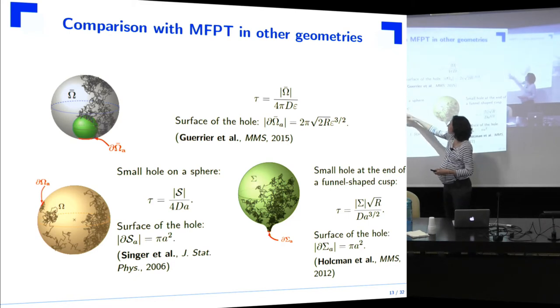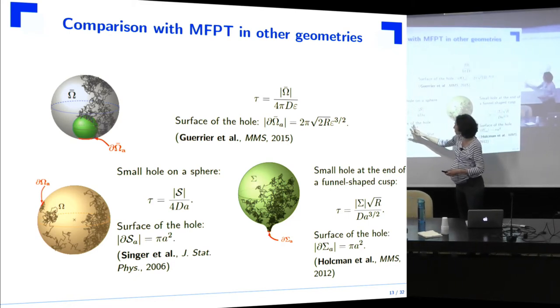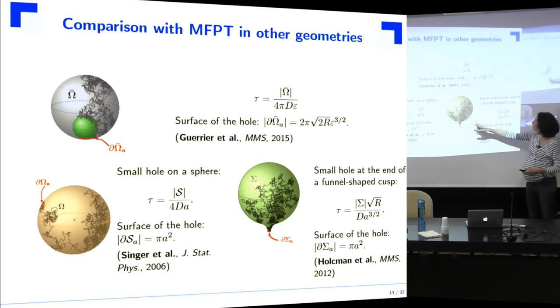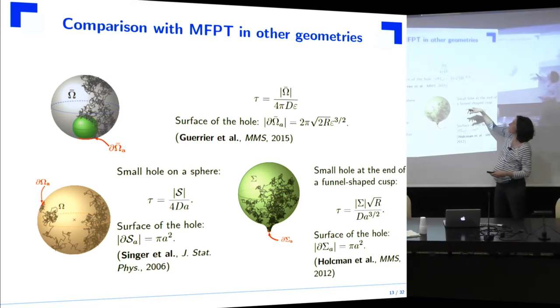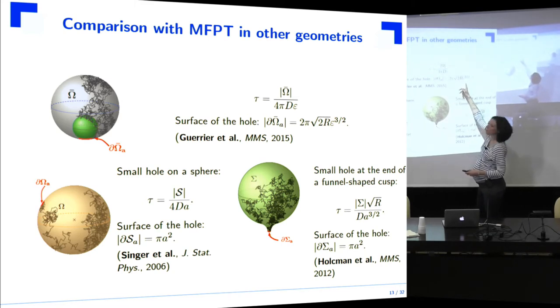For the small hole on a sphere, we all know the results. That is in 1 over a, when the surface of the hole is in a square. This is David's work. So we had a mean first passage time in a to the power 3 over 2, where the surface was in a square. And what we see here is that I have something in 1 over epsilon when my surface is in epsilon to the power 3 and a half.